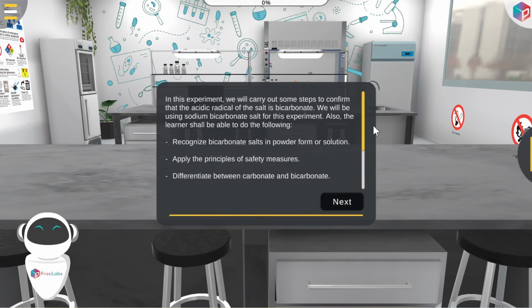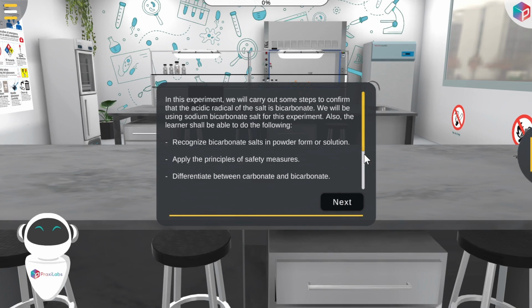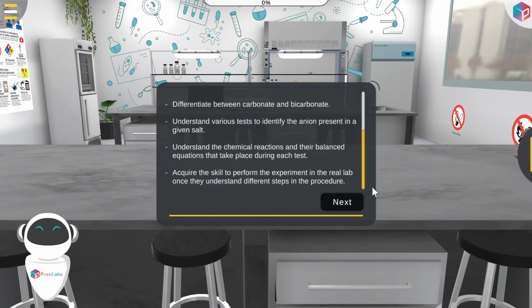By the end of this experiment, you will be able to recognize bicarbonate salts in both powder form and solution, apply essential safety measures during laboratory work, differentiate between carbonate and bicarbonate radicals, understand various tests used to identify the anion present in a given salt, comprehend the chemical reactions and balance the equations involved in each test, acquire the skills necessary to perform the experiment in a real lab after mastering the procedure.